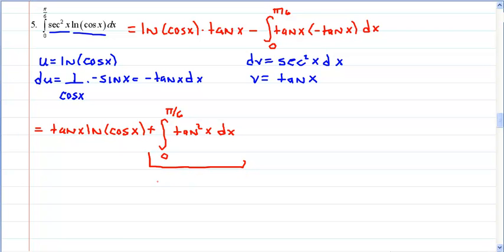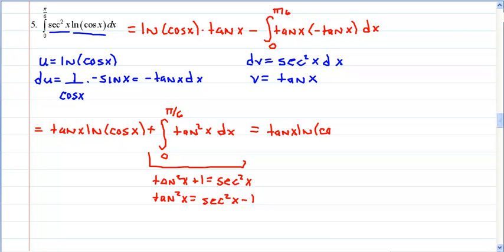What can be integrated, though, is an identity formula from the Pythagorean identities. Tangent squared x plus 1 is equal to secant squared x. So if I solve for tangent squared x, I get secant squared x minus 1, and now I can just substitute secant squared x minus 1 into the integral and integrate that instead. So sometimes you have to do a little bit more than just the basic integration by parts formula.